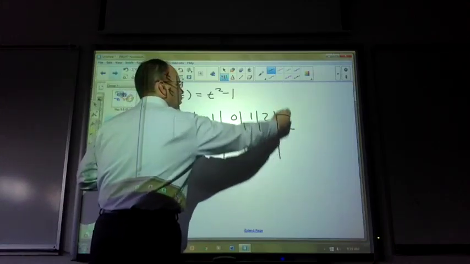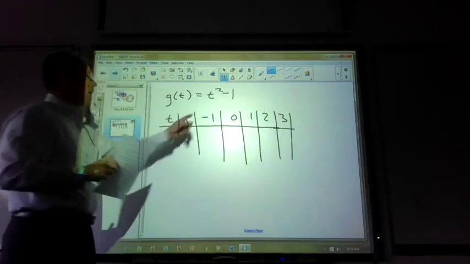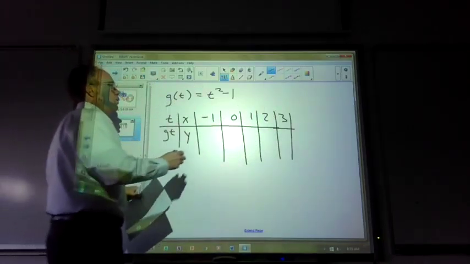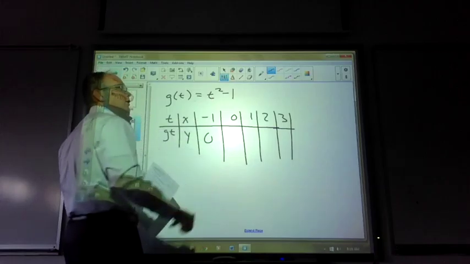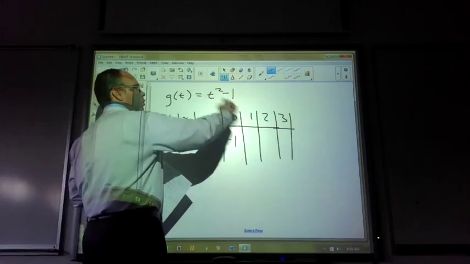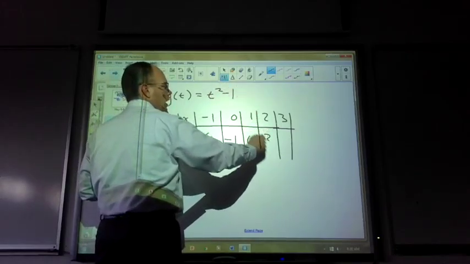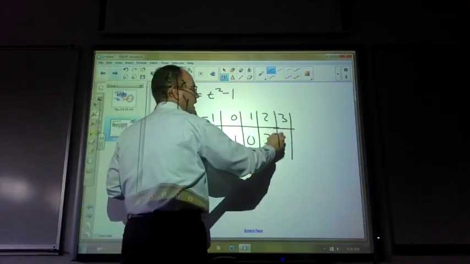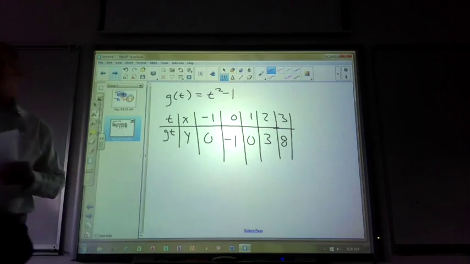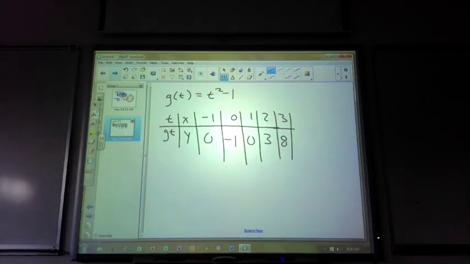So again, these are just points. So if we plug it in, -1 squared is 1. 1 minus 1 is 0. 0 squared is 0. 0 minus 1 is -1. 1 squared minus 1 is 0. 2 squared, that's 4 minus 1, which is 3. 3 squared is 9. 9 minus 1 is 8. Okay? So that's how we figure that out. Does everyone feel okay about how I just plugged those in?